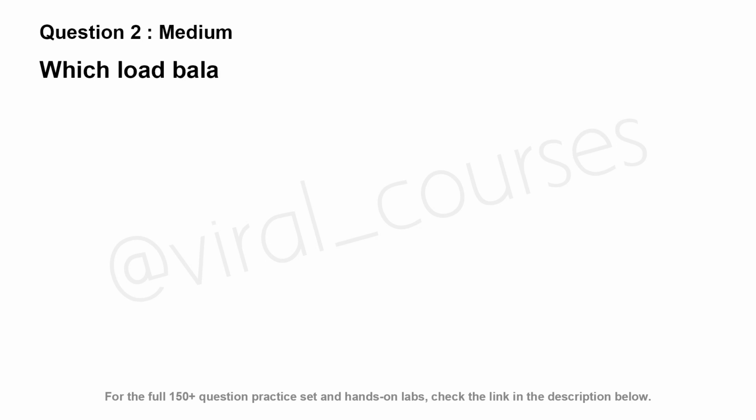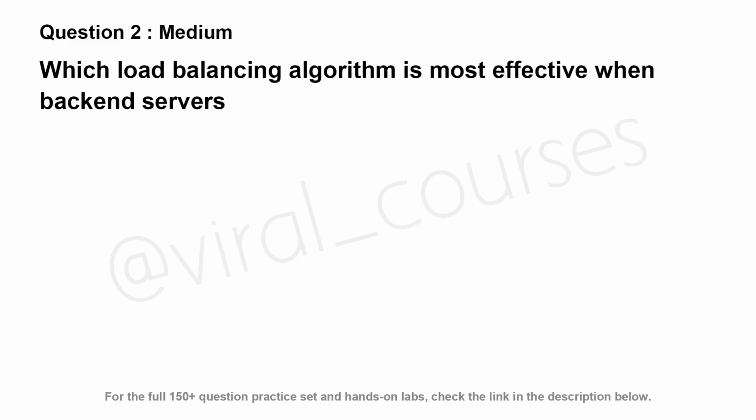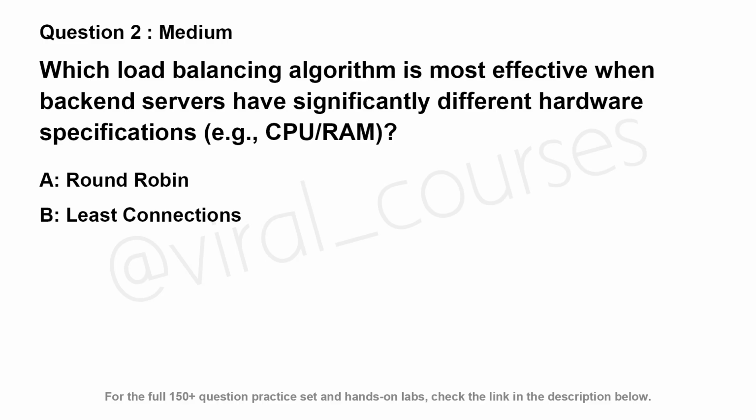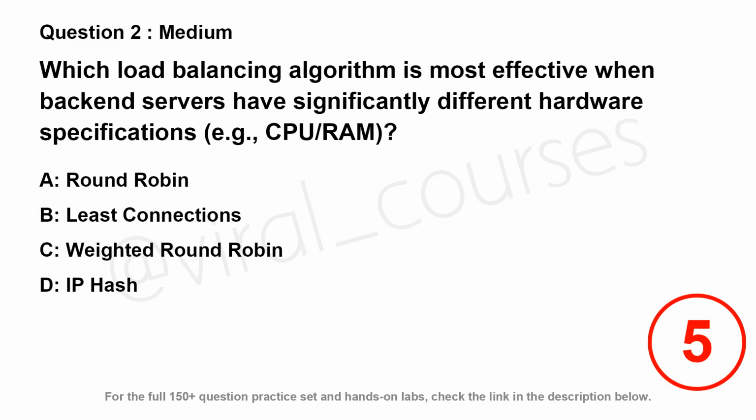Which load balancing algorithm is most effective when backend servers have significantly different hardware specifications, e.g., CPU, RAM? Option A, round robin. Option B, least connections. Option C, weighted round robin. Option D, IP hash.